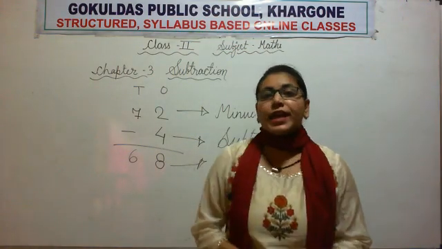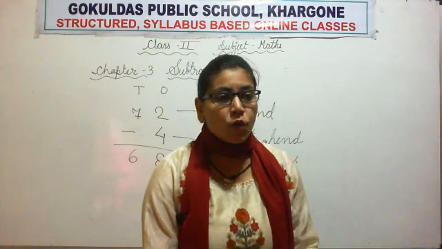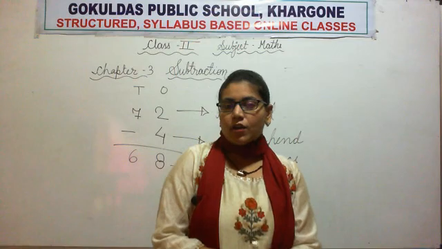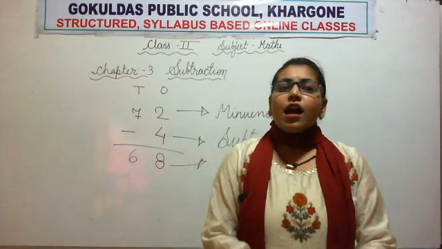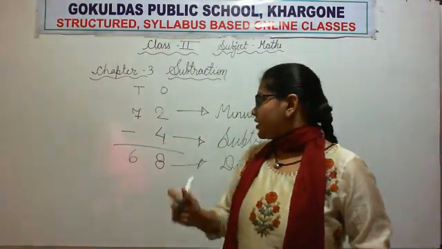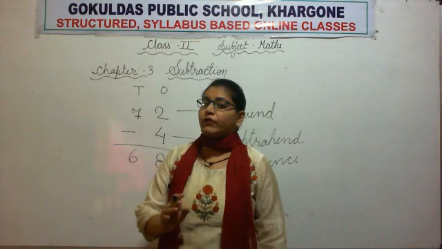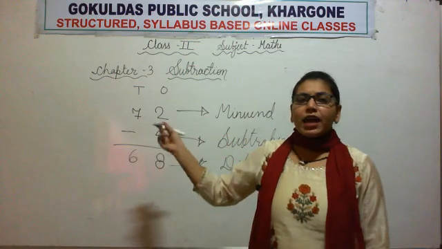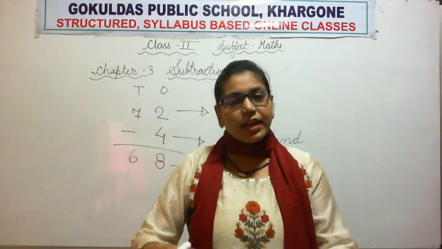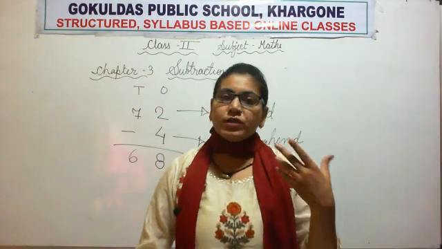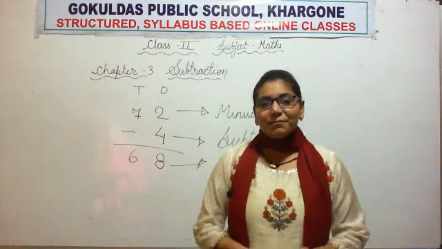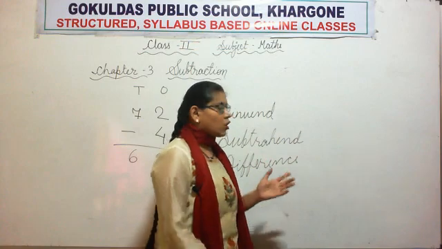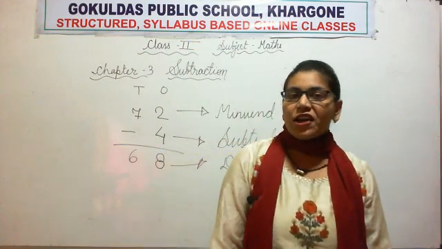So I hope in today's lecture you have learned all the 3 terms and how to subtract by counting backward. It is very simple. Whatever number is given for subtraction, see, if 4 is there, we will count 4 times backward. If 5 is there, we will count 5 times backward. If 7 is there, we will count 7 times backward. See, it is very simple. So I hope now you have learned all these terms and subtraction by backward counting also.